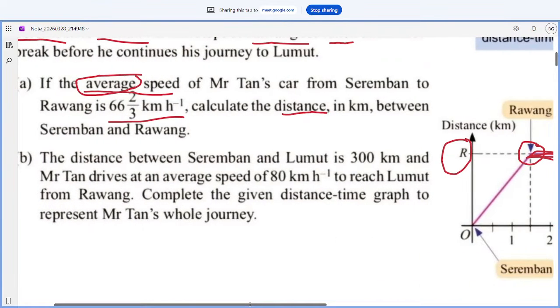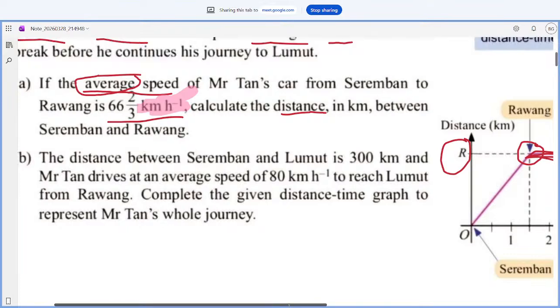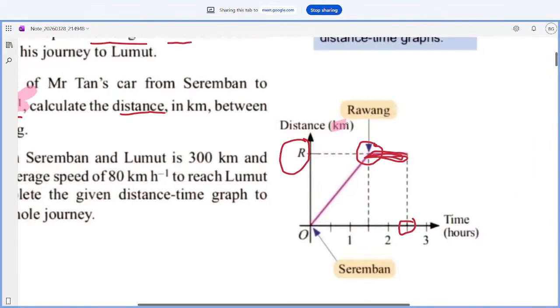Guys, always check the unit. You must be aware of your unit. If you see the unit kilometer per hour, you must take note. This is your unit, kilometer per hour. Kilometer and also hour. Is the unit here the same as the unit in the graph? Is it the same unit? Yes or no? Yeah, same, right? So if same unit, you do not need to convert. No need to do any unit conversion because everything is already the same, kilometer per hour.